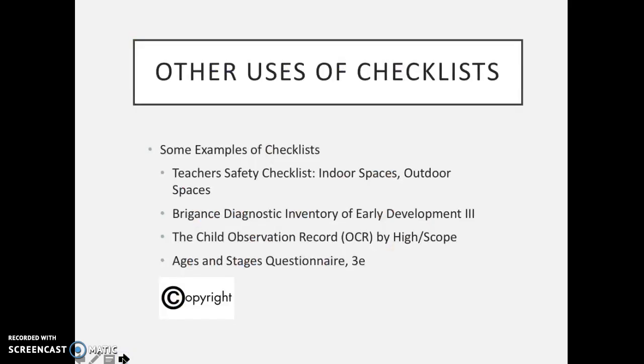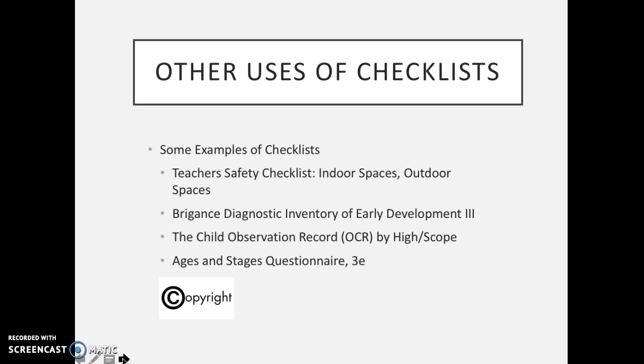Checklists can be used for almost an endless array of purposes. For instance, they can be used to record the presence or absence of a specific skill, such as perhaps toileting, or they can be used to show the sequence of developmental progress. They can be used to screen for developmental lags, and they're used as a curriculum planning tool for individualized intentional teaching. Safety checklists can be used to determine if the safety of indoor or outdoor play equipment is adequate.